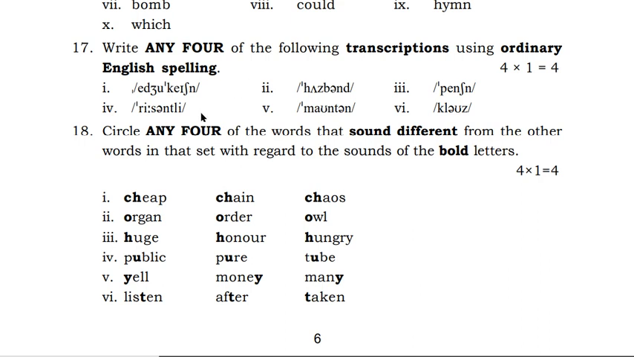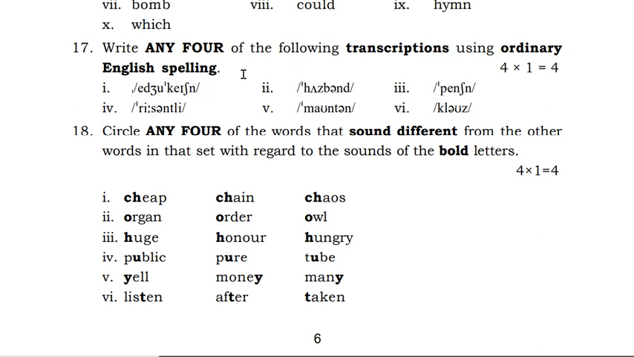Easy one. Okay. See here the first one, for example, education. Next one here, husband. Here, pension. This is recently. This is main, mountain. This is close. See how easy it is. Okay. But you should write the spellings correctly. Don't forget that. Okay. English spelling you should write properly.